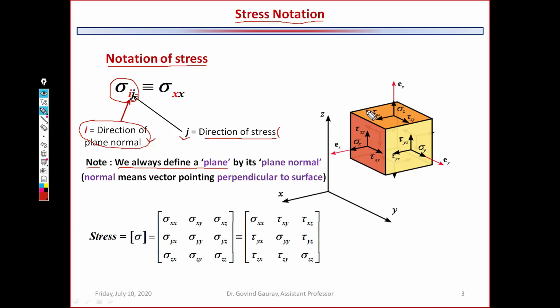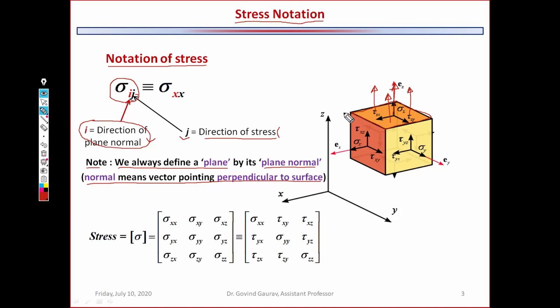We always define a plane. Over here this is a particular plane. Then this particular plane is defined by its plane normal. The plane normal is acting perpendicular to that particular plane because this is constant throughout for a particular plane. Again the similar thing, it is acting in the z direction at this particular point as well. So the plane is always defined by its plane normal. Normal over here means the vector pointing perpendicular to the surface.